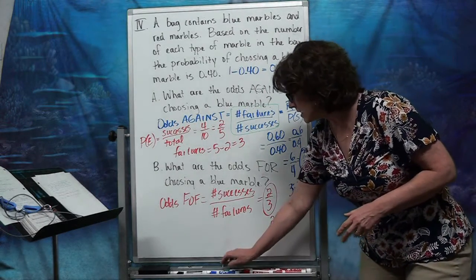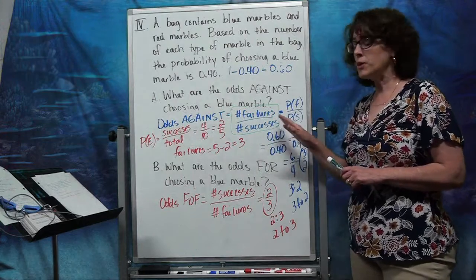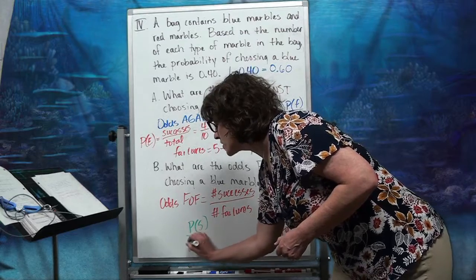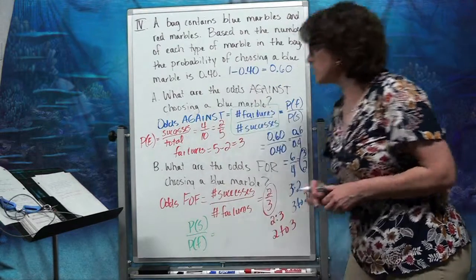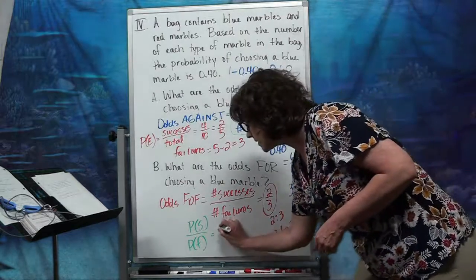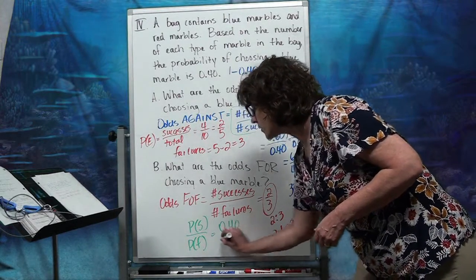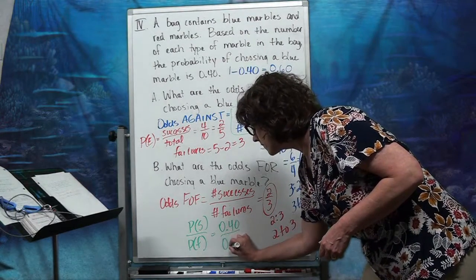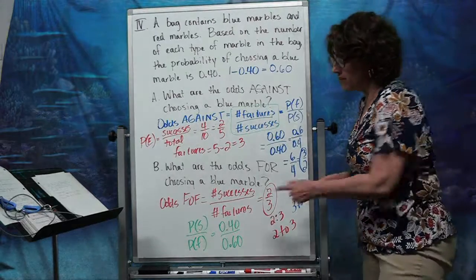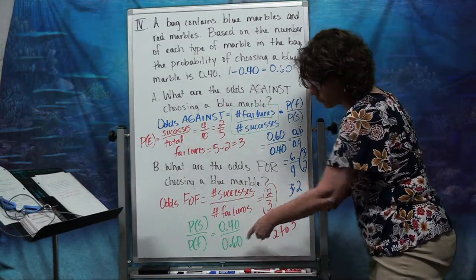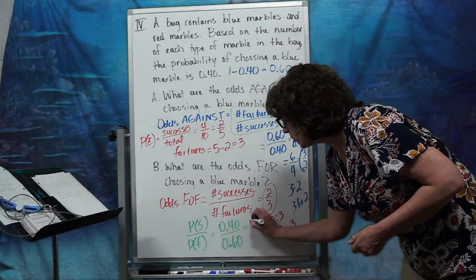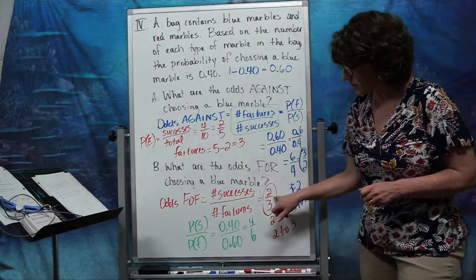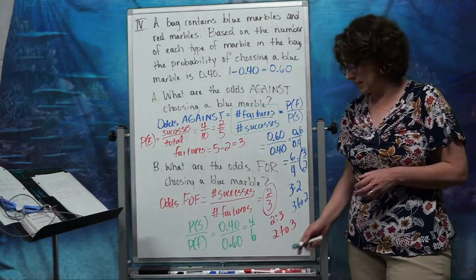But if I want to go with this idea of percentages, it would be the percent of successes over the percent of failures. Like we said before, the success I was given is 0.40. The failure I figured out because it's 100% minus 40%, which is 60%. And like we said before, I can multiply this by 10, and I get 4/6. Simplify the fraction if you can: 2 goes into 4 twice, and 2 goes into 6 three times. And I get the very same odds.